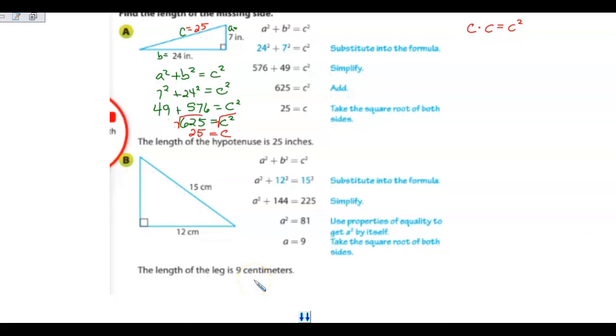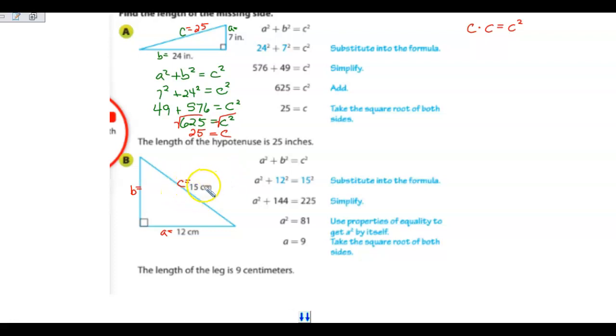This one's telling us what the length of the hypotenuse is. It says it's 25 inches. Oh wait, no, they're talking about this one. This one tells you that our hypotenuse is 15 centimeters. Boy, I'm really having trouble with numbers. And then this is just one of the sides. We can label it A or we can label it B. And then we need to find what the missing side equals, don't we?